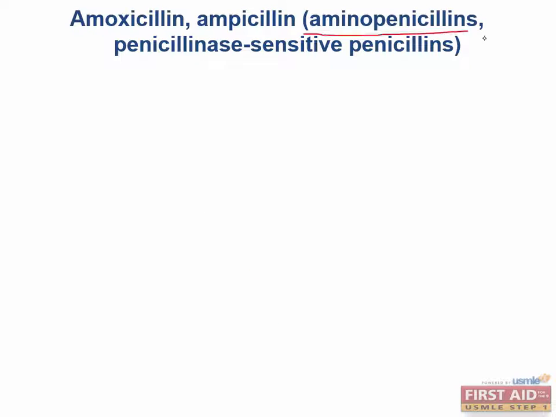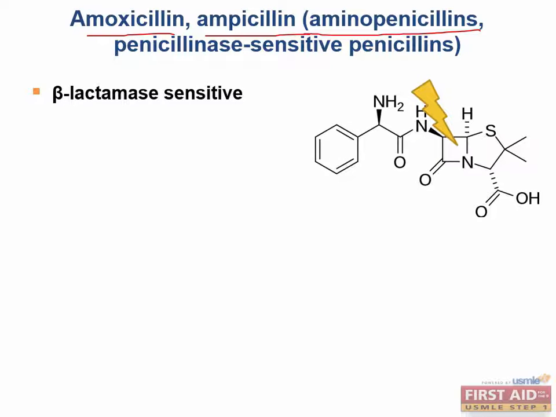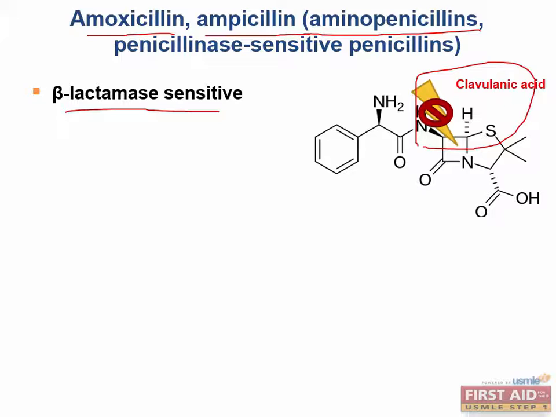Now let's talk about the aminopenicillins, amoxicillin and ampicillin. One of the most important facts about these drugs is that they are beta-lactamase sensitive, similar to penicillin G and penicillin V. An important point to know also is that clever scientists and physicians came up with beta-lactamase inhibitors that protect our precious penicillins from beta-lactamases. Here we can see clavulanic acid acts to protect our penicillins by binding and inhibiting the beta-lactamase enzyme. Ampicillin is commonly given with clavulanic acid, and when it's given that way, the drug is beta-lactamase resistant.